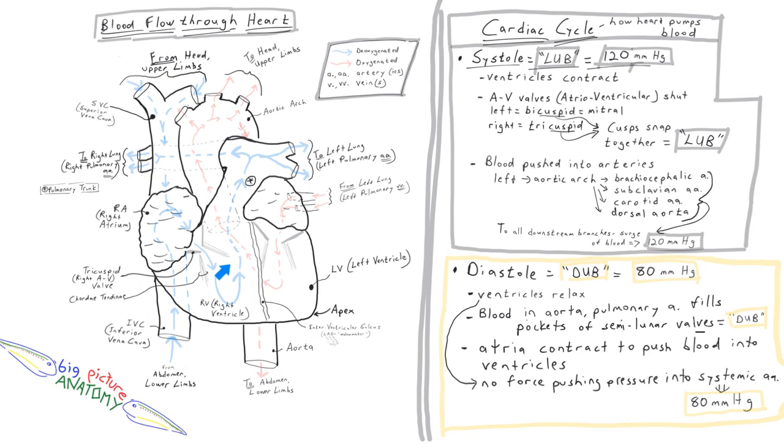When the ventricles contract, those valves snap shut, creating that lub sound. You get a high pressure push of the blood through the aorta out the systemic circulation, causing that 120 high blood pressure reading. When the ventricles relax, the blood is pushed in from the atria. It can't drop in from the big vessels because the semilunar valves snap shut, giving you that dub sound. And because there's no pressure behind the blood, you get a lower pressure reading of 80 millimeters of mercury. That then is a look at blood flow through the heart and how the cardiac cycle works to pump that blood from big picture anatomy.